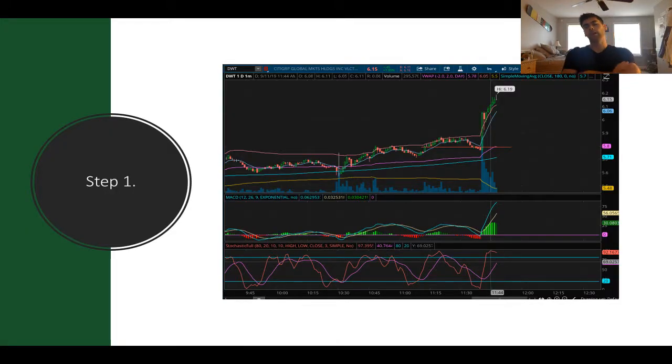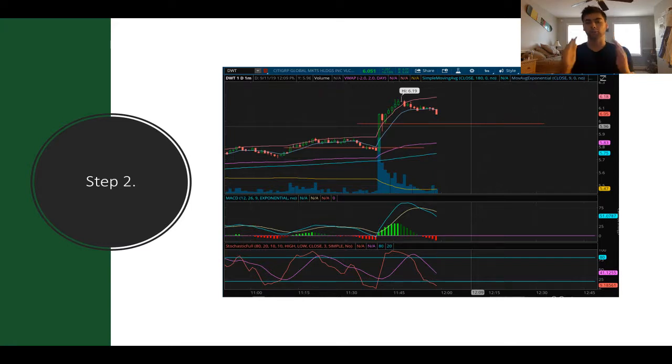So step 1, we're going to find a spiking stock, just like the chart that I have here for you. You can see it's a nice spike up. That's step 1, right? And now step 2, it begins to pull back. So it's still technically bullish, but it's not on the uptrend. So we're not chasing the stock by buying it, okay? We're waiting for this pullback. That's the second step. It's very important.